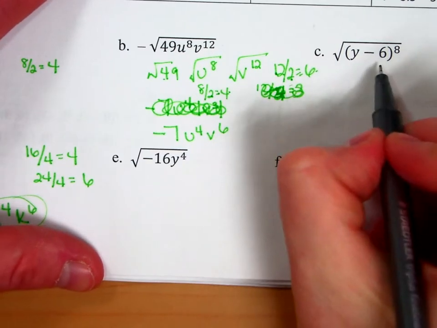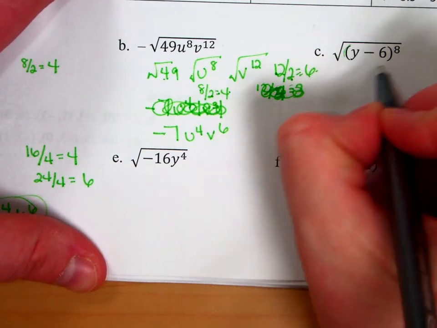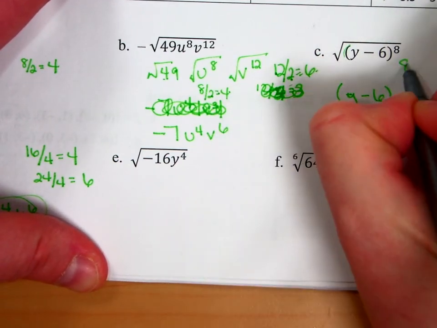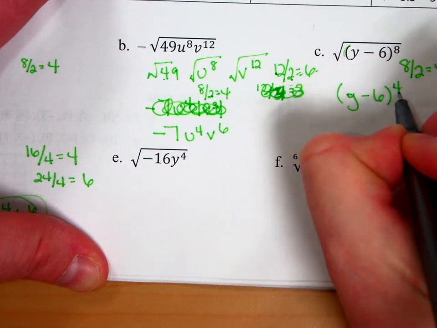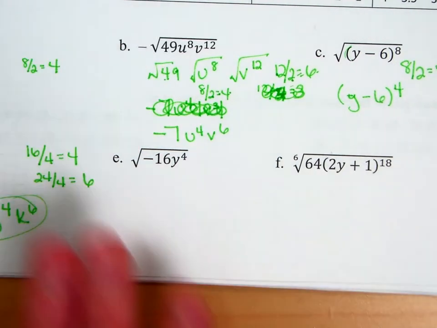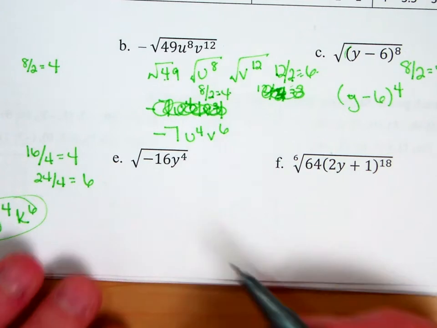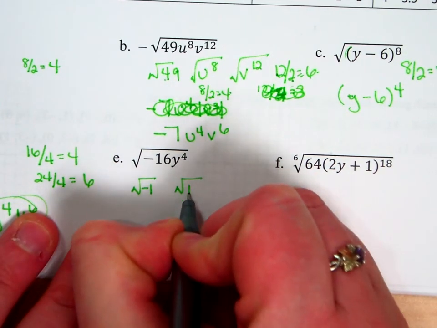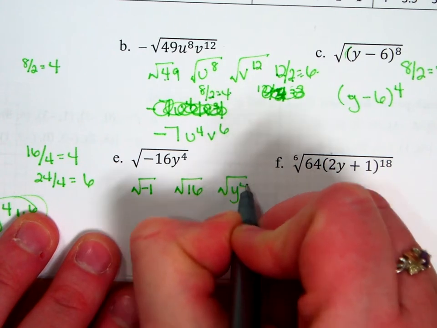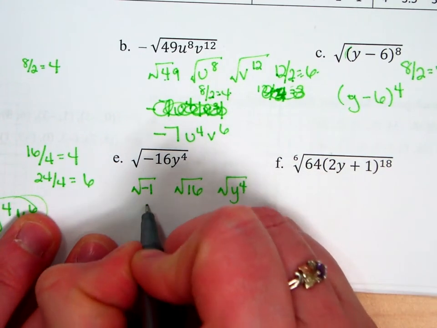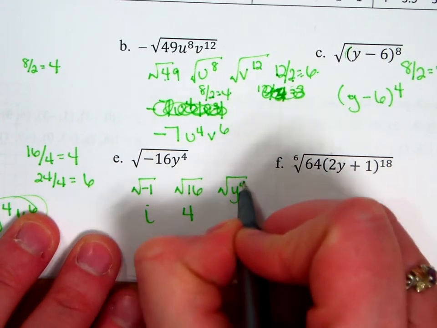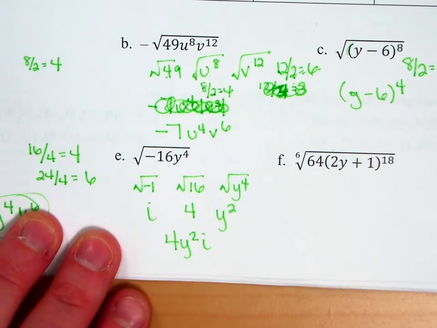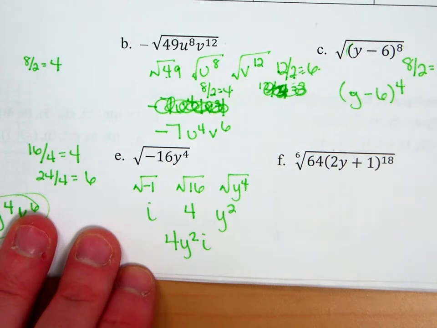All right. Looking at this one here. It's the quantity of y minus 6. And I'm looking at 8 divided by 2, which equals 4. So this is to the 4th. All right. Letter E. Negative, square root of negative 1, square root of 16, square root of y to the 4th. This is i. This is 4. And this is y squared. So I'd have 4y squared i. Or you could have 4iy squared.